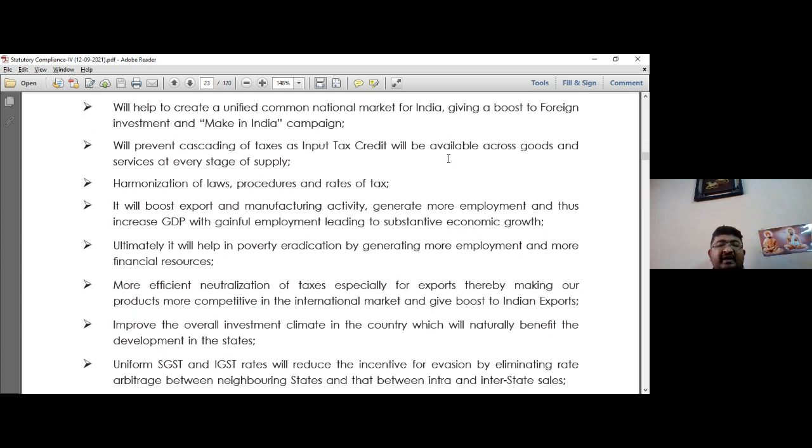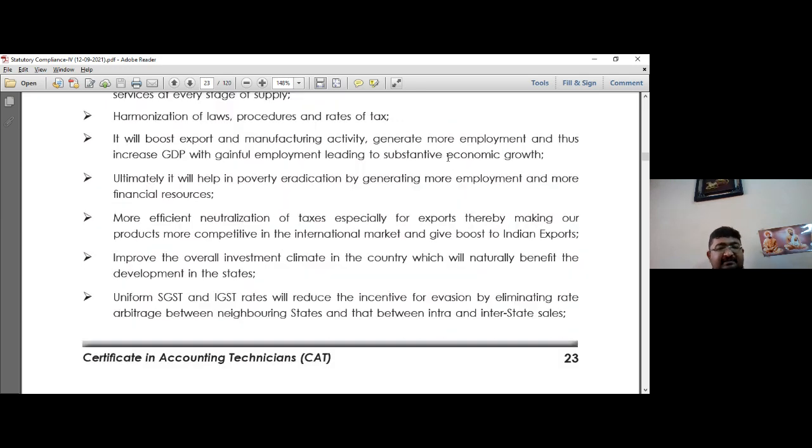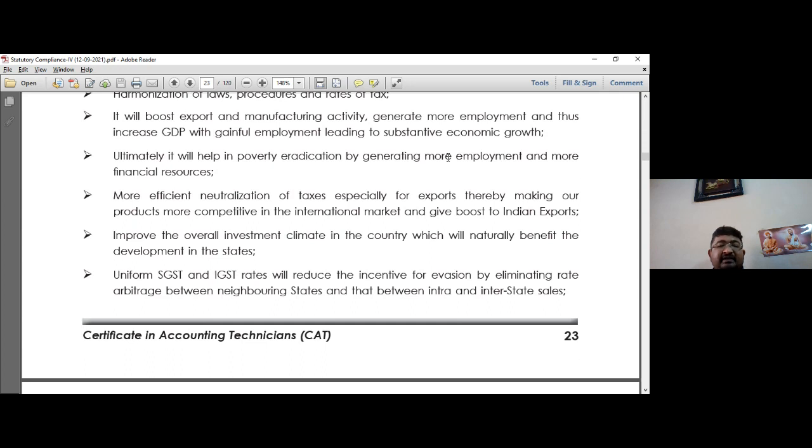So there will be a harmonization of law, procedure and rate of tax. All the states will have the uniform law, procedure and rate of tax. So it will boost exports and manufacturing activity, generate more employment, and increase GDP with gainful employment, leading to substantive economic growth.